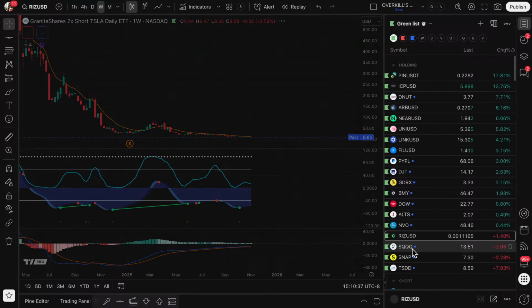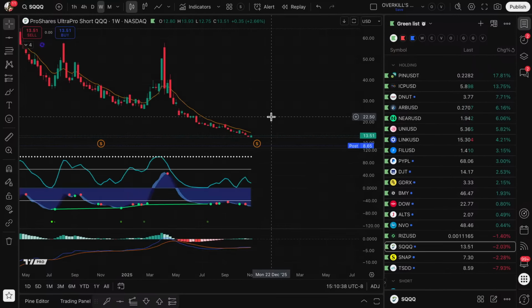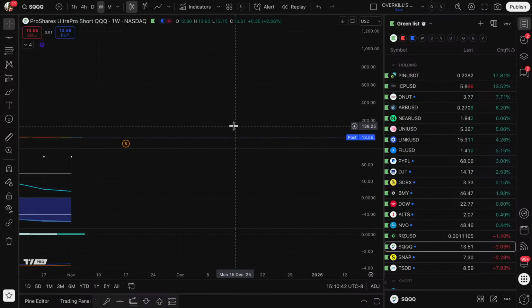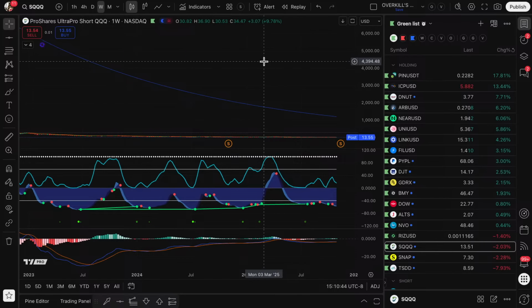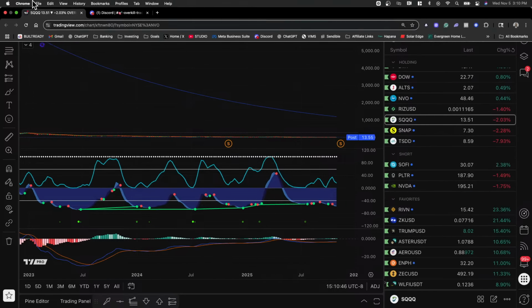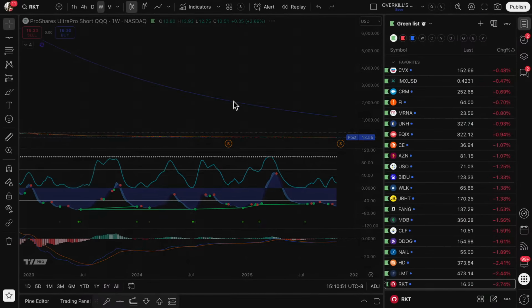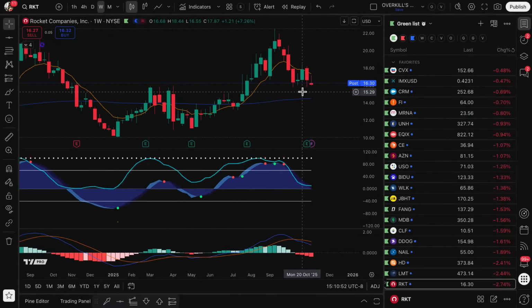SQQQ is my other short position. SQQQ is the inverse ETF of QQQ. So when QQQ goes up, this goes down. When QQQ goes down, SQQQ goes up. So RKT, I sold that one, I believe, last night along with all those other stocks.